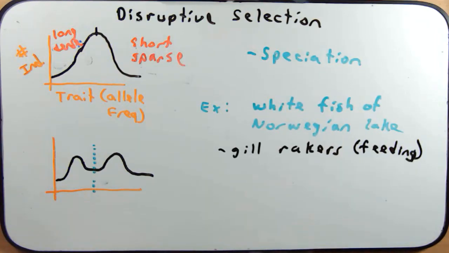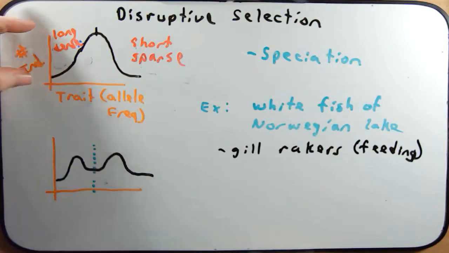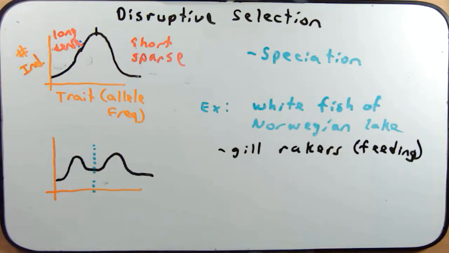So why is this? Well, what we believe is happening is that fish with the long, dense gill rakers are more efficient at capturing plankton prey, whereas the whitefish with short, sparse gill rakers are pretty good at capturing small animals. Because their gill rakers are shorter and sparse, they don't get clogged up with mud.